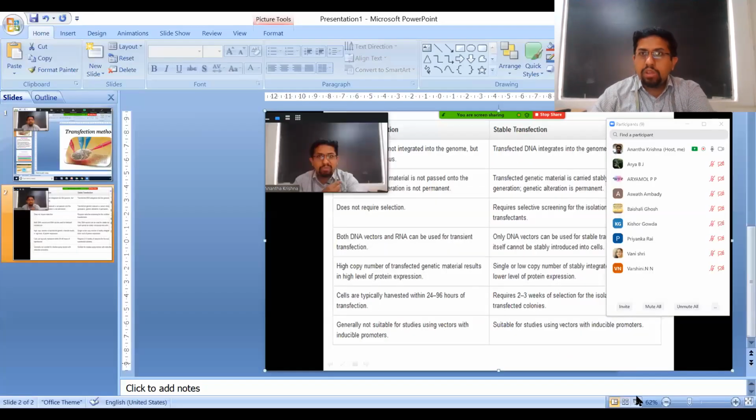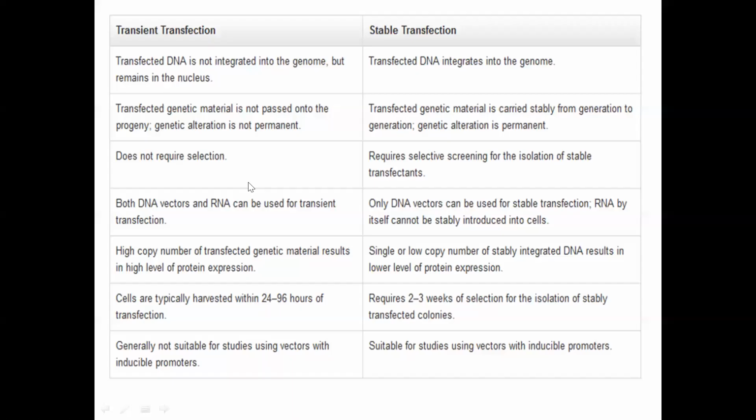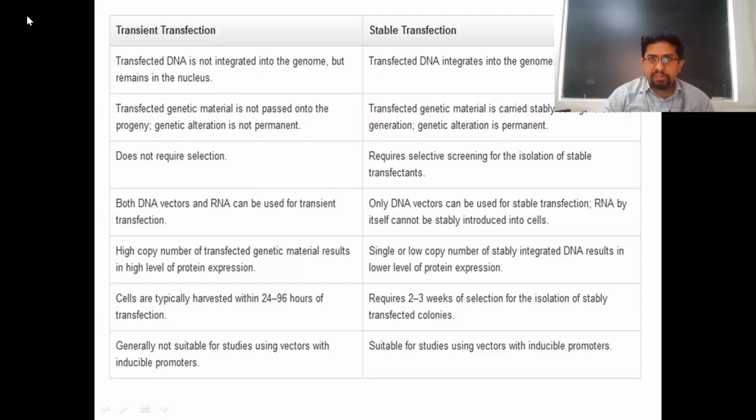In transient transfection, what happens is that the transfected DNA is not integrated into the genome, but it remains within the nucleus. Because it is a eukaryotic cell, it will remain within the nucleus, but it does not integrate into the genomic DNA. Whereas in the case of stable transfection, it is integrated into the genomic DNA. In the case of transient transfection, the transfected material is not passed on to the progeny, so it remains only in the parent cell. The genetic alteration is not permanent.